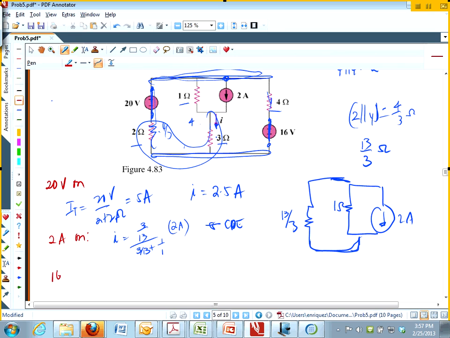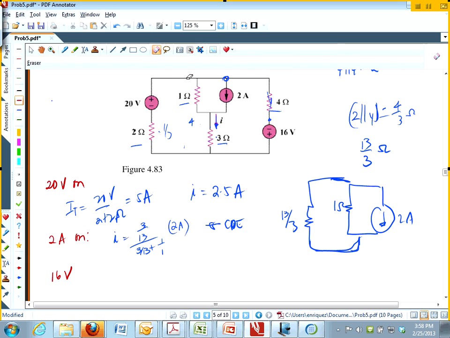The 16-volt source, right? As you can see, superposition is a nice idea, but it doesn't always simplify your solution. Instead of having to do it only by nodal or mesh one time, you actually have to do the problem 3 times. So the last part is when the 16 volts is on.